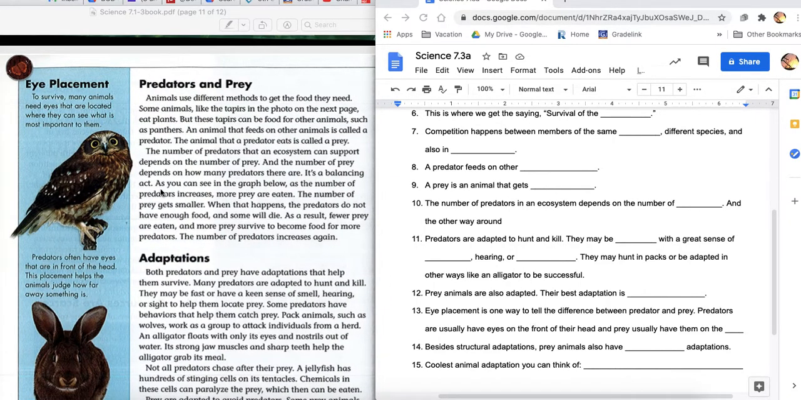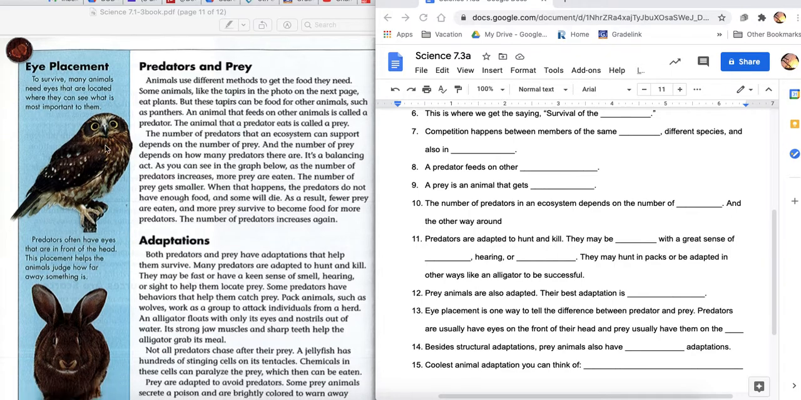Okay, I'm going to go back over here where we talk about eye placement. That'll get you number 13. To survive, many animals need eyes that are located where they can see what is most important to them. Predators often have their eyes in the front of their head. This placement helps them judge how far away something is. So guys, you're a human being. You need two eyes for what we call depth perception. I can tell the distance away when I have two eyes.